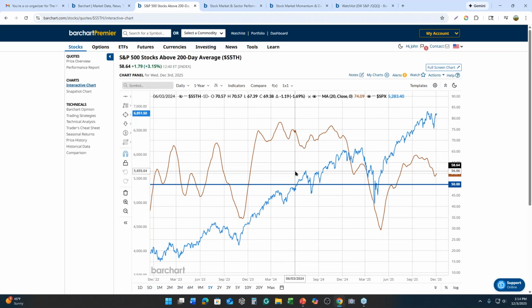Again, notice how above 50, right? That is confirming to us that we're in a nice, strong uptrend. What we want to be concerned about is when the market starts to make new highs, but our breadth is falling. This is called divergence. This is a negative divergence. And so at this point, that's telling us that our trend is potentially at risk.